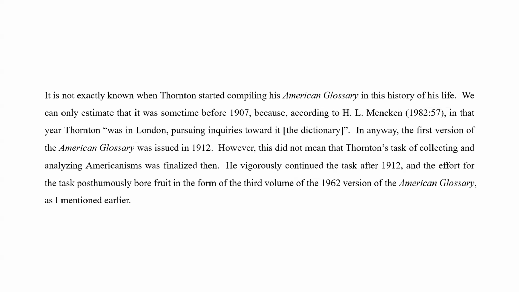It is not exactly known when Thornton started compiling his American Glossary in this history of his life. We can only estimate that it was sometime before 1907 because, according to H.R. Mencken, in that year, Thornton was in London pursuing inquiries toward it, the dictionary. In any way, the first version of the American Glossary was issued in 1912. However, this did not mean that Thornton's task of collecting and analyzing Americanisms was finalized then. He vigorously continued the task after 1912, and the effort for the task posthumously bore fruit in the form of the third volume of the 1962 version of the American Glossary, as I mentioned earlier.